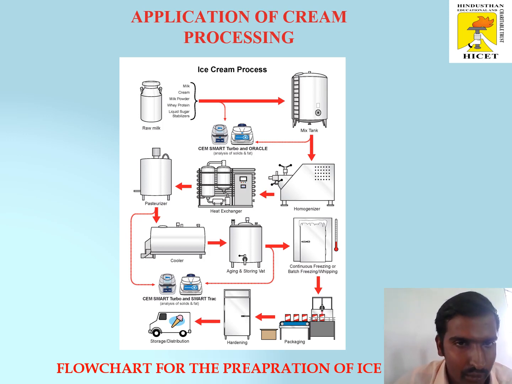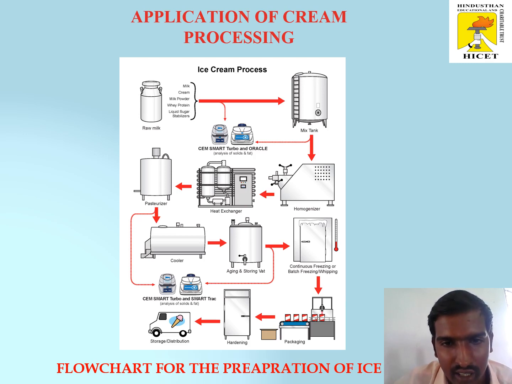So first, the raw milk, cream, milk powder, whey protein, liquid sugar, stabilizers and other ingredients get mixed in the mixing tank, where the solids, SNF and fat percentage can be checked using a turbo oracle machine. After that it moves towards the homogenizer, where the fat globules get uniformly distributed inside the milk. We are breaking the emulsion in the homogenizer, and it moves towards the heat exchanger.